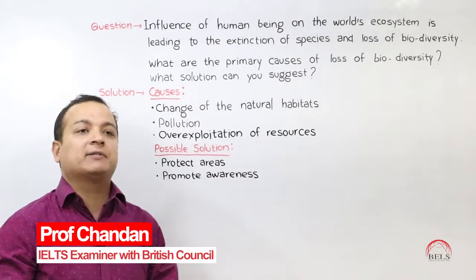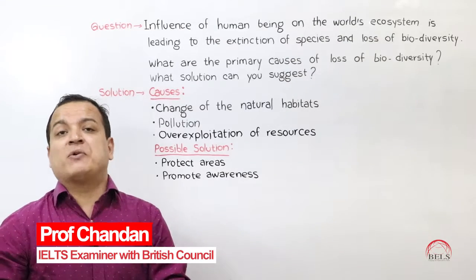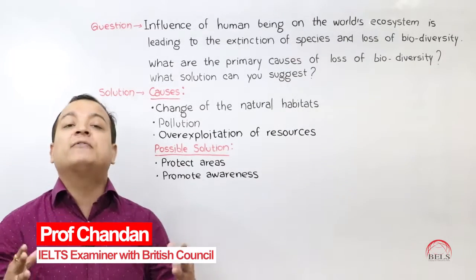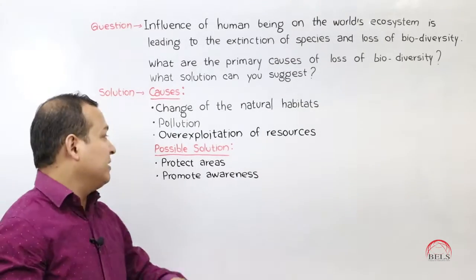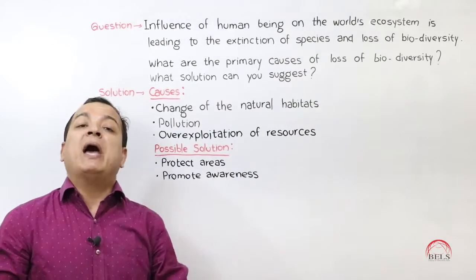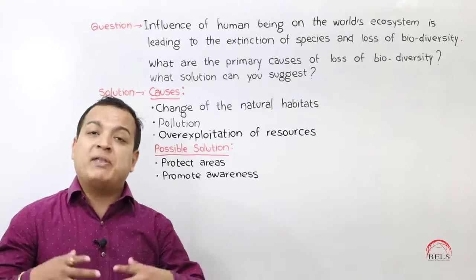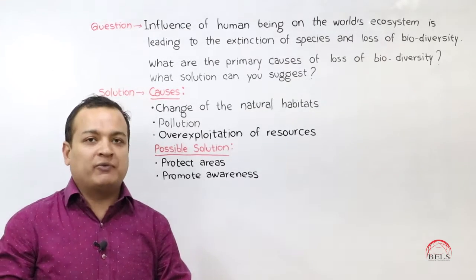The number 1 is protected areas. We need to protect the species of flora and fauna. Flora stands for plant species and fauna for animal species. So we need to protect areas by having more zoos, or we can say national parks. This is one of the ways.